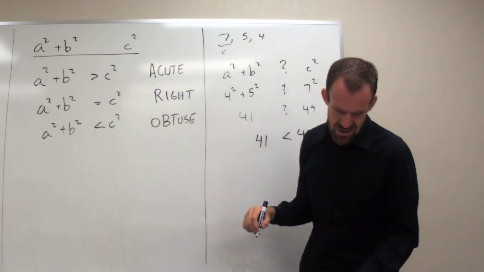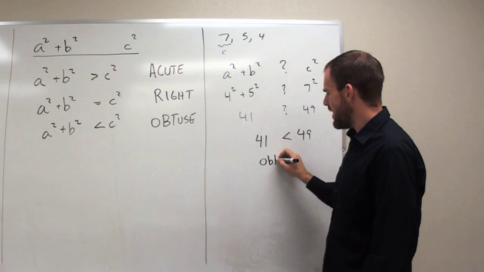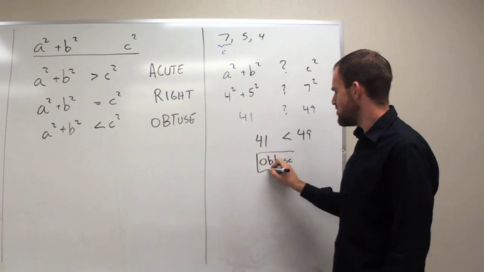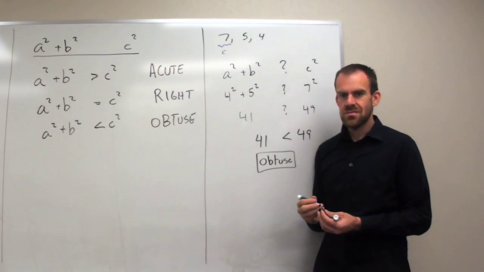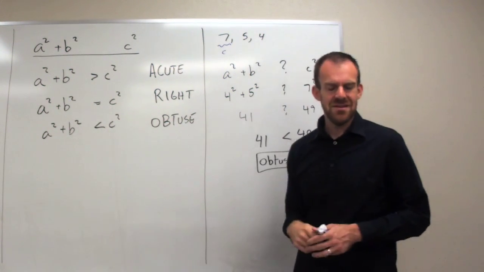Let's check our work in the book. Oh, that's right. So your answer is that the triangle is obtuse, okay? Because a squared plus b squared was less than c squared.